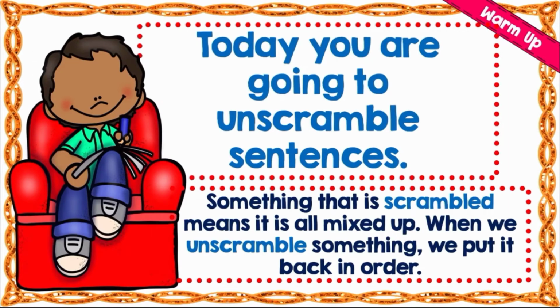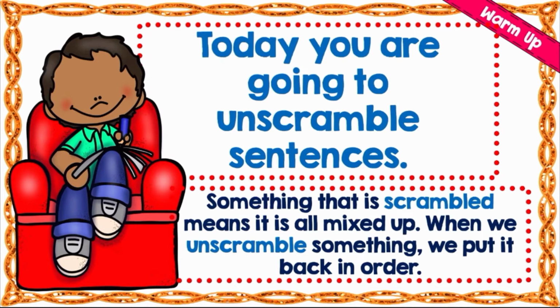Today you are going to unscramble sentences. Something that is scrambled means it is all mixed up. Do you know what we call scrambled eggs? Scrambled eggs are eggs that have already been mixed up, scattered in the pan. It's not flat anymore. So scrambled is something that is already mixed up. Now when we unscramble something, we put things back in order.